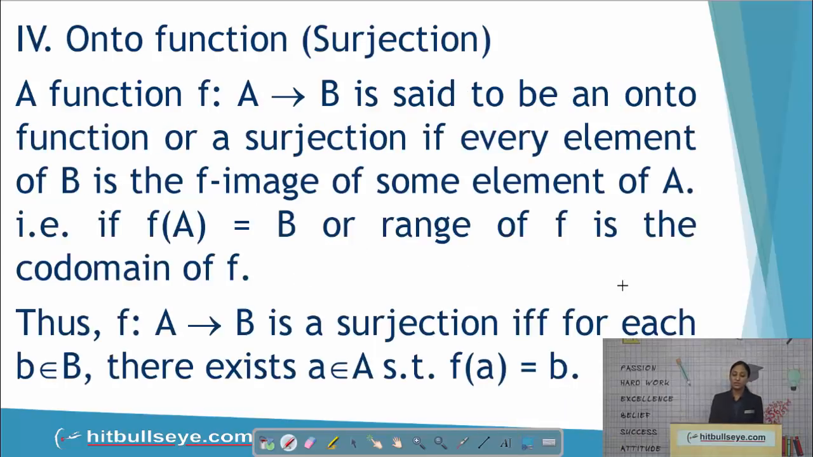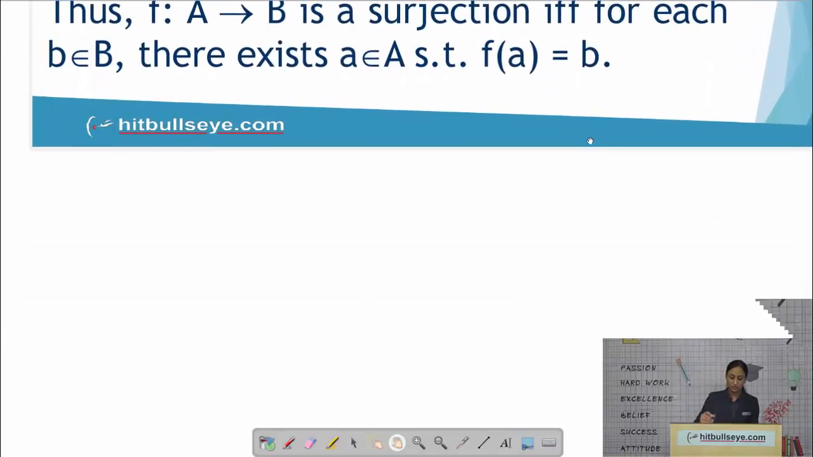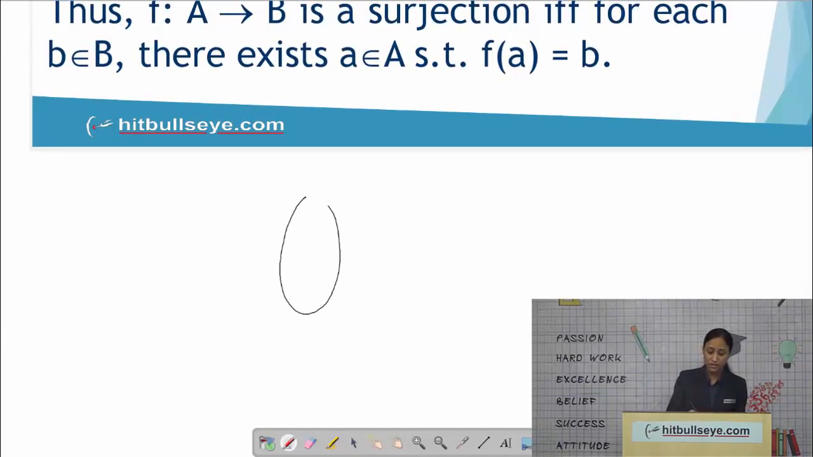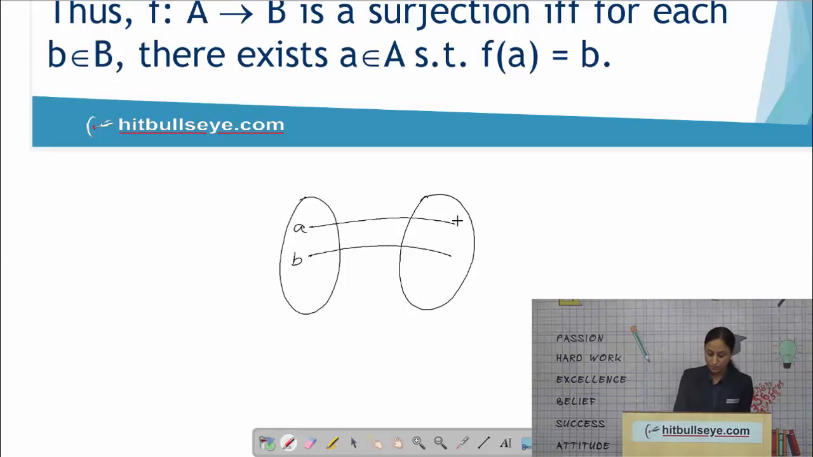Next one is an onto function, which is also called a surjection, and it is in fact the opposite of an into function. So a function which is not into is said to be an onto function. That means in this function there will certainly be no such element left in the set B which is not the image of any element of the set A.